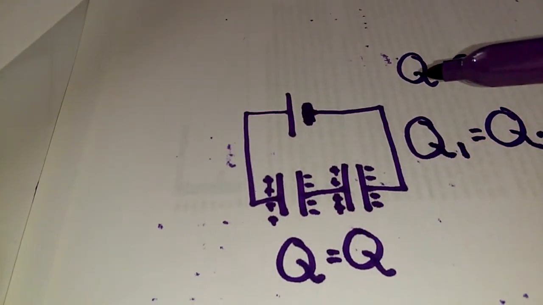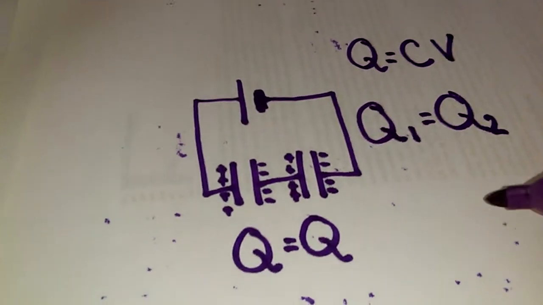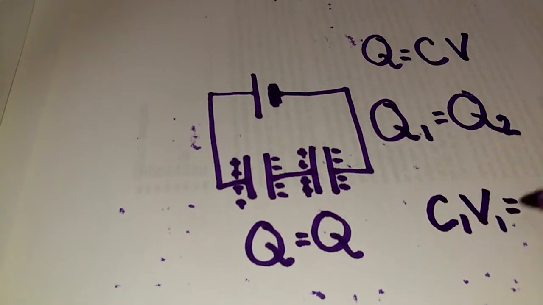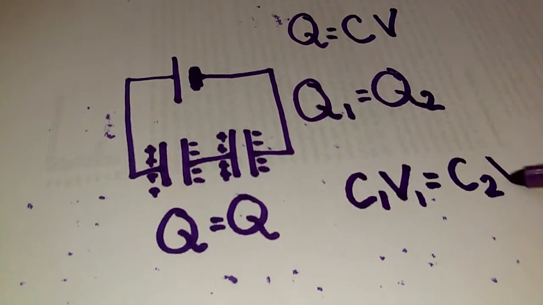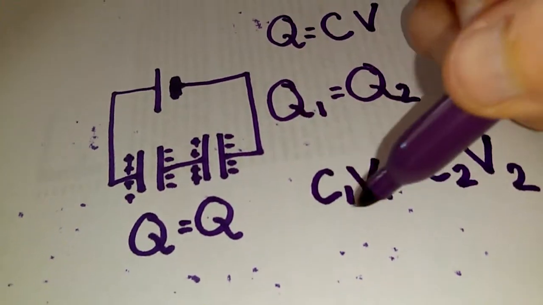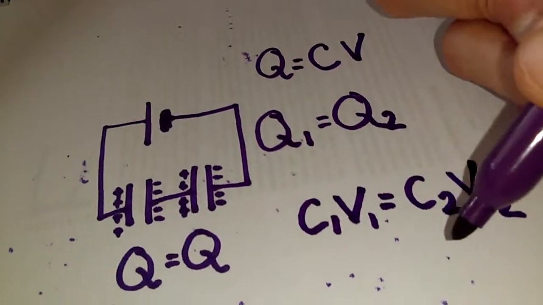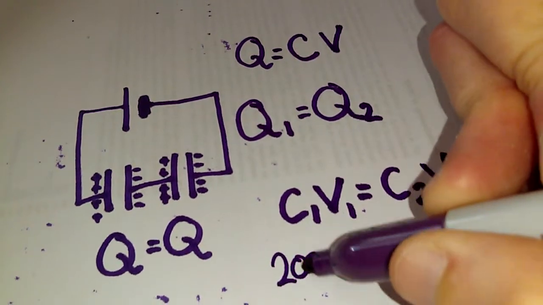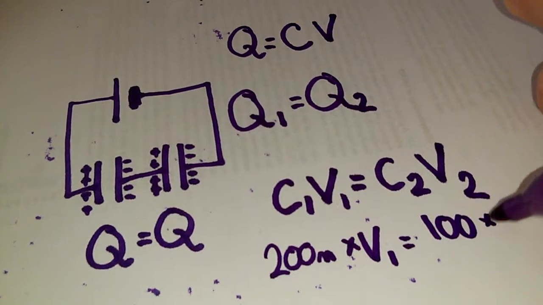Now, if the charge is the same on 1 and the charge is the same on 2, can you see we've got this equation, that the capacitance of 1 times the potential difference over 1 must equal the capacitance of 2 times the potential difference over 2. Now look what that means, how that's going to split. Let's say C1 was big, 200 millifarads, and C2 smaller, 100 millifarads. We'd have 200 millifarads times V1 equals 100 times V2.